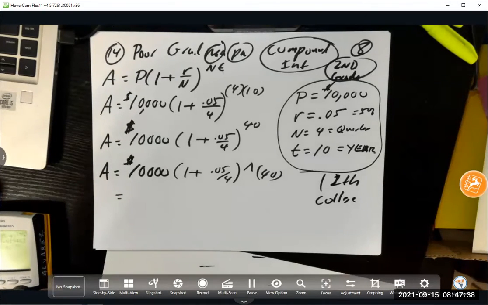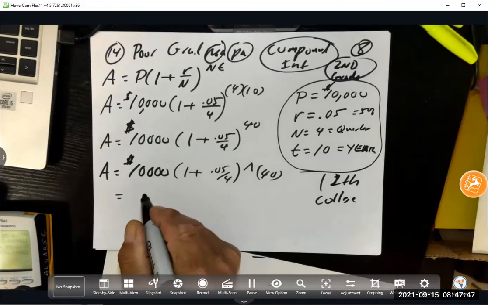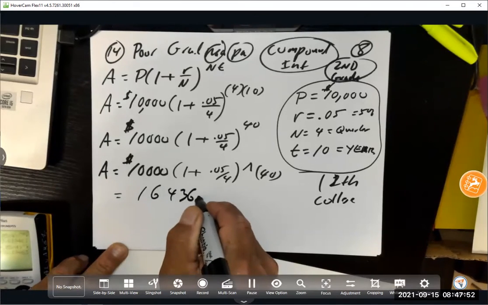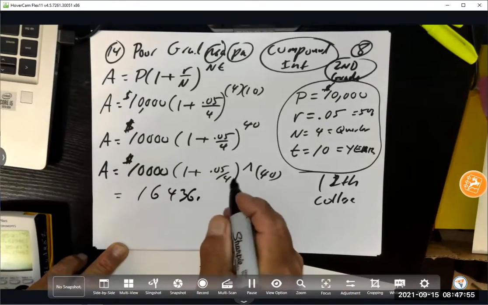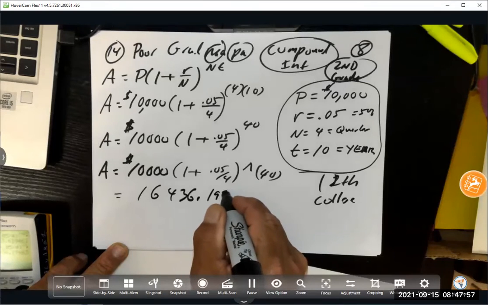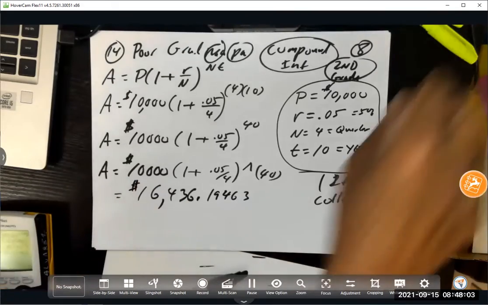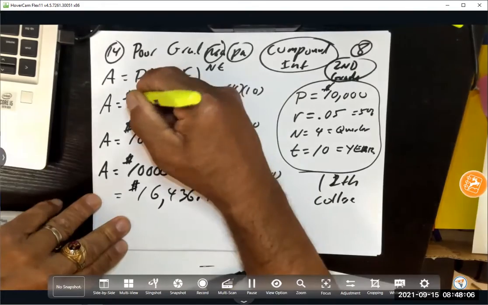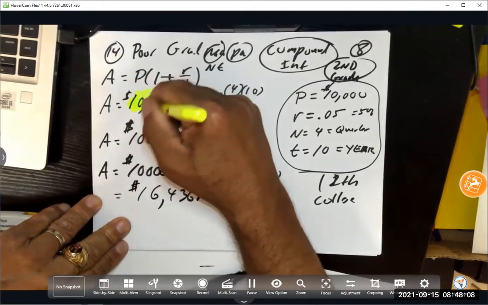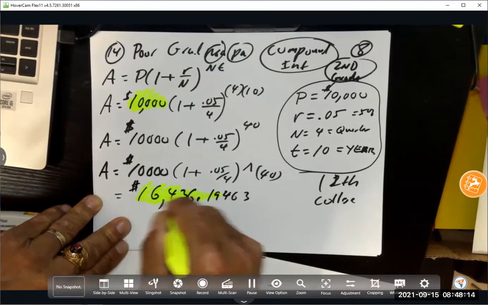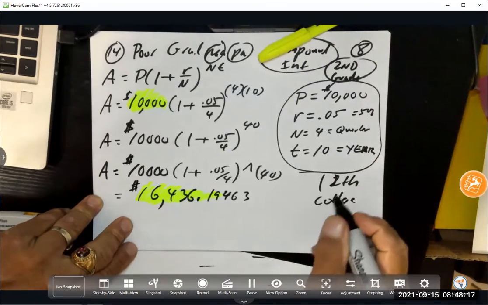$10,000, they put in for you. And that's 40. Okay, I got 16,436 point 0.19463. So right here, this is really what we need to look at. They put this much money in for you, but now this is what's in that account. Does that make sense? So now they're going to say, okay, you're a 12th grader.